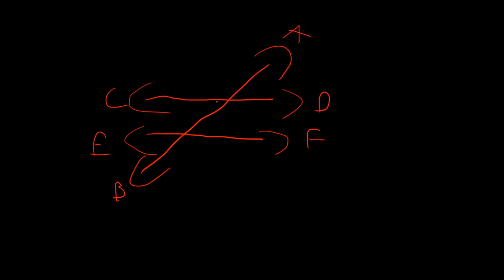The corresponding angles here are this angle and this angle. These angles are equal because this transversal line is crossing through parallel lines. This and this are corresponding angles. This and this are corresponding angles. This and this are corresponding angles.